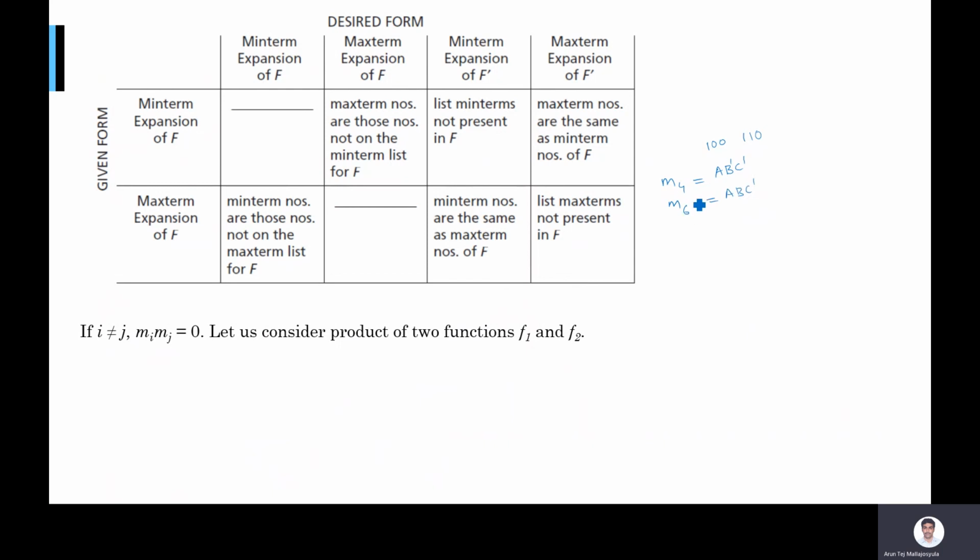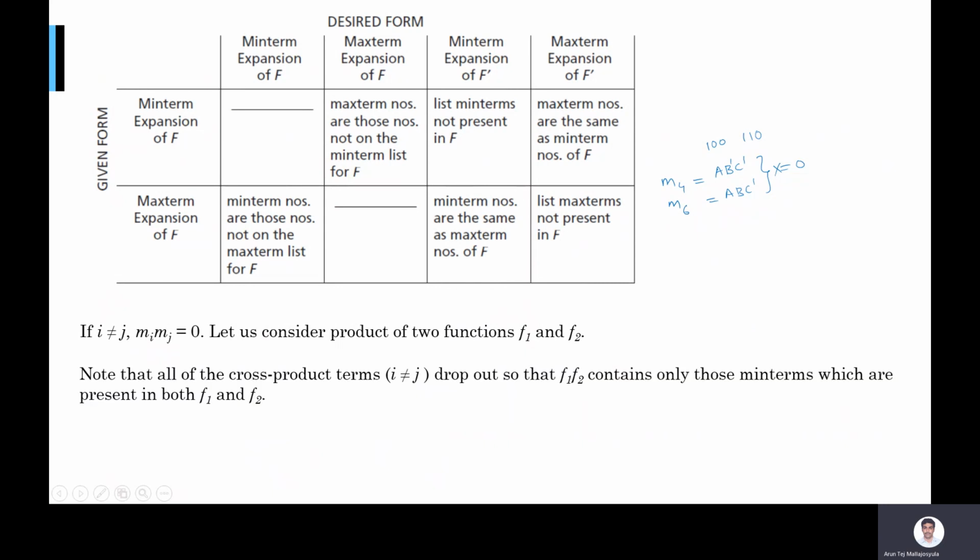Because 4 and 6 are not equal, when you take the product, there will be at least one variable which has both complement form and true form, and therefore the product will be equal to 0. Therefore, if i is not equal to j, mi into mj is equal to 0. You can take any other example. As long as i is not equal to j, there will be one or more variables where you will have both true and complementary forms, giving you a product of 0.